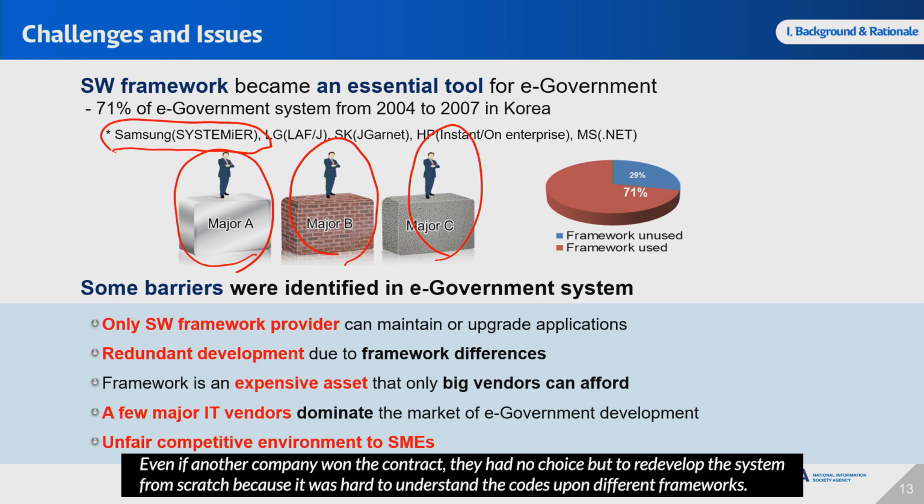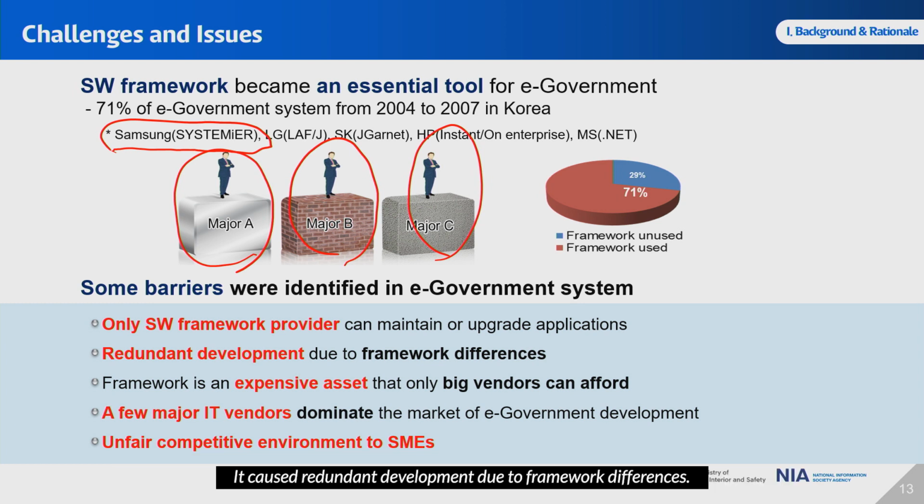Even if another company won the contract, they had no choice but to redevelop the system from scratch because it was hard to understand the code built upon different frameworks. It caused redundant development due to framework differences. This is why eGovFrame, the Korean e-government standard framework, was created.